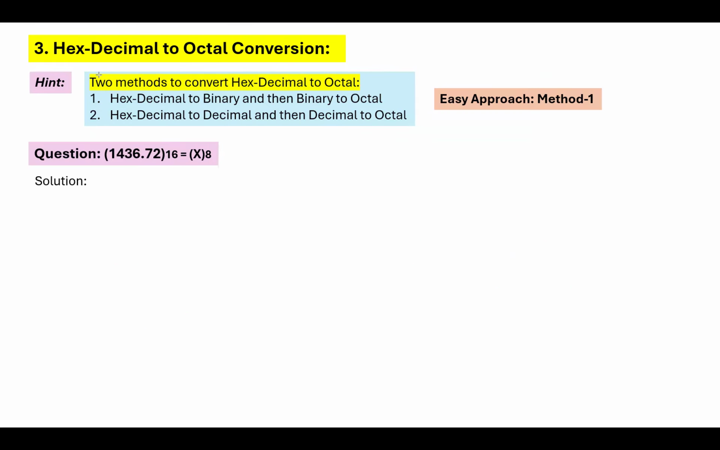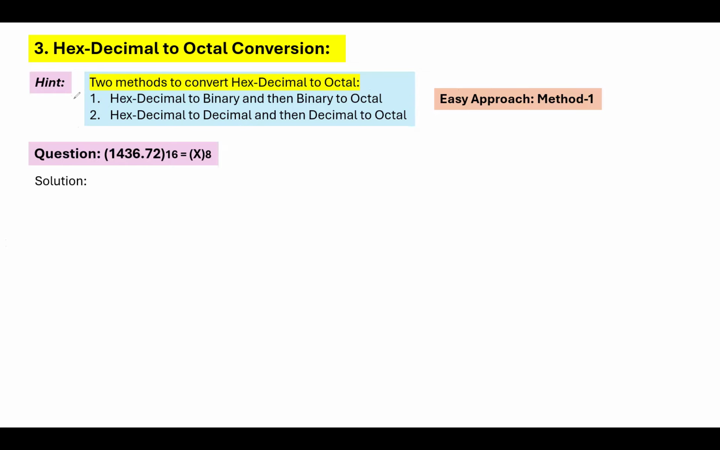The next conversion is hexadecimal to octal conversion. Here there is no direct conversion method. This can be solved in two methods. The first method is hexadecimal to binary and then binary to octal. The second method is hexadecimal to decimal and then decimal to octal. Out of these two methods, hexadecimal to binary, then binary to octal is the easy method, so we should follow the first method.